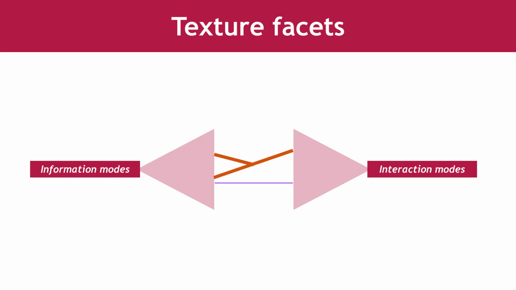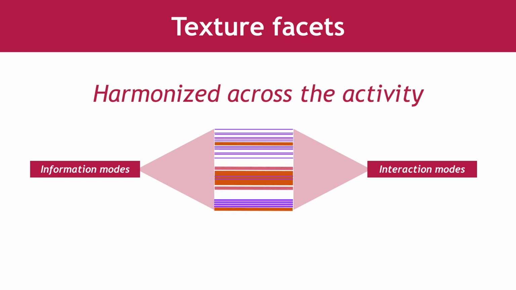So that's just an example to say that we don't want our texture facets to disrupt and step on each other. We want to make sure that they're harmonized across the whole activity, enhancing each other or offloading something from one another. So we're looking for this harmony in the texture of the flow of meaning. So that's a little bit about texture.